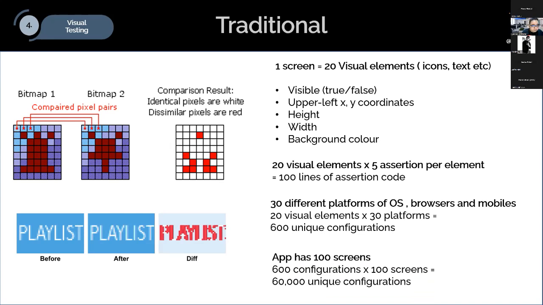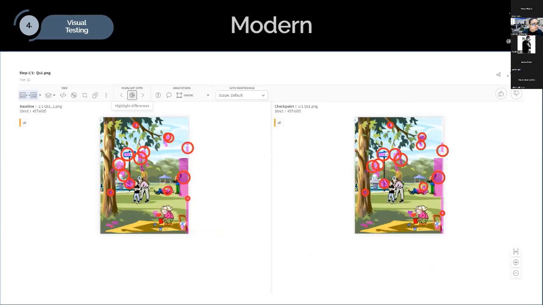And the horror comes in when you have 100 screens in an application, right? You're writing 60,000 unique configurations. That's way too much, right? So it's time that we now leverage AI for such kind of comparisons. So this is an example of a platform which uses the power of AI to actually identify even slight pixel differences, which will be difficult for even a human eye to identify.